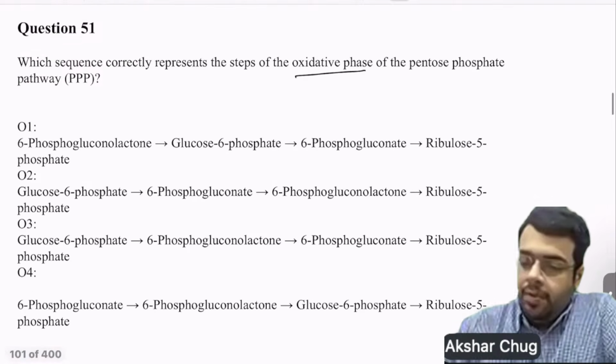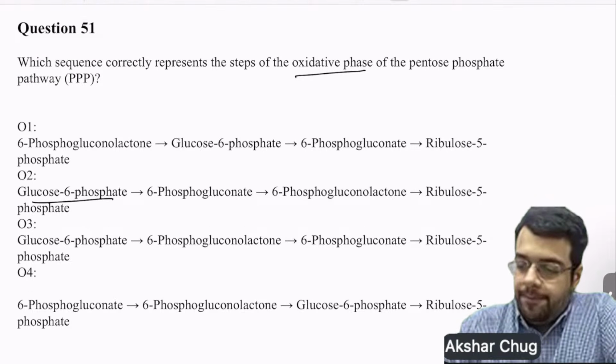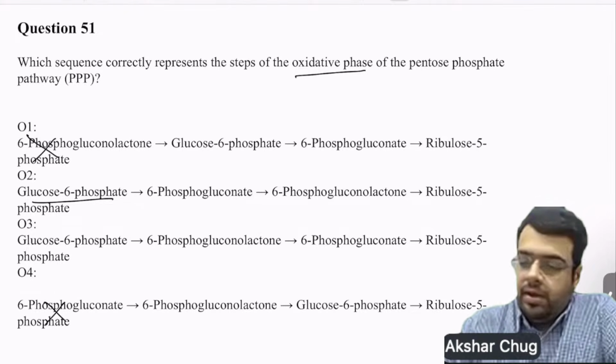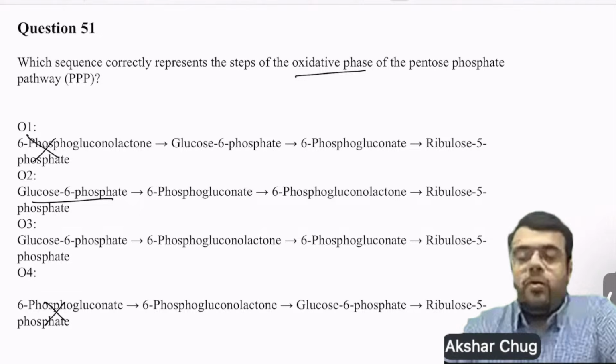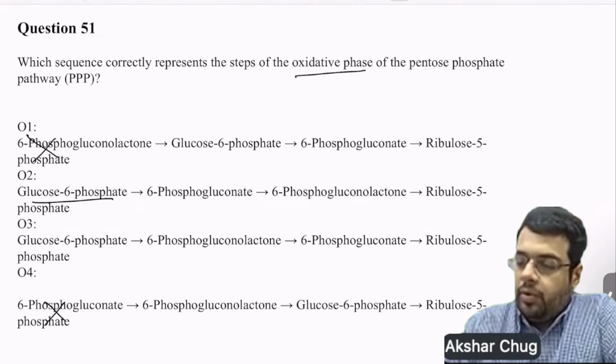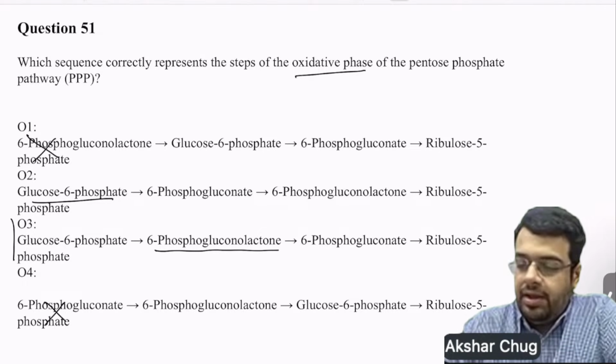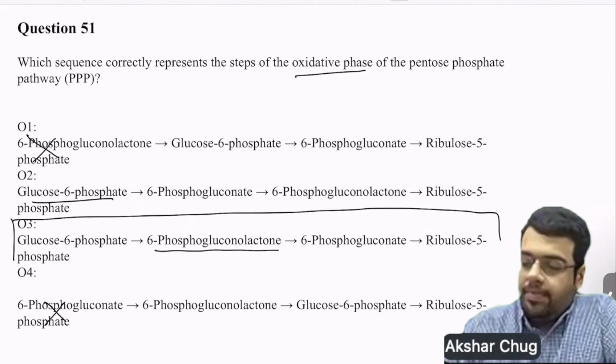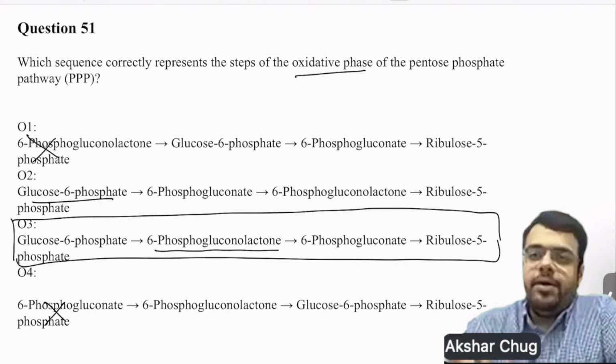So we'll start with glucose 6-phosphate, right? We will not start with 6-phosphogluconolactone. We will not start with 6-phosphogluconate. So we have eliminated two options. Then with the help of glucose 6-phosphate dehydrogenase, it will convert into 6-phosphogluconolactone. So option 3 is correct just by knowing the first two steps of the pentose phosphate pathway.